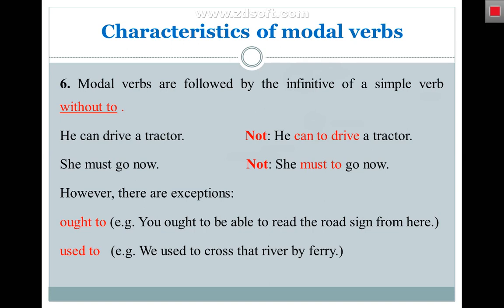However, there are exceptions. We have ought to and used to. Ought to, used to: the to is originally part of the verb itself. So you ought to be able to read the road sign from here. We used to cross that river by ferry.